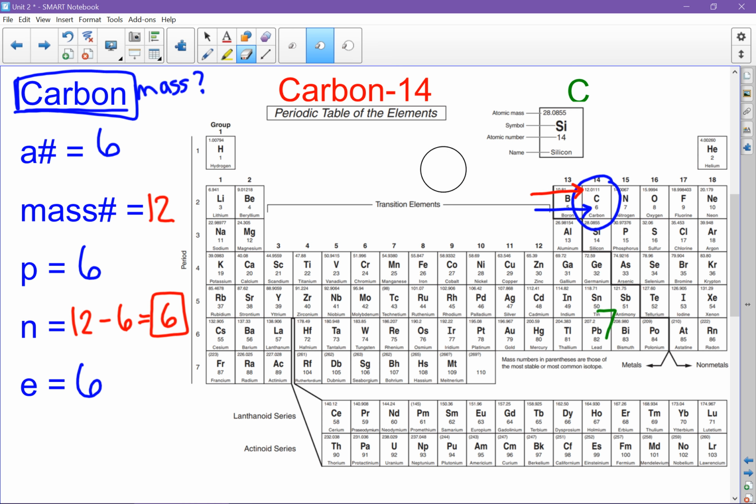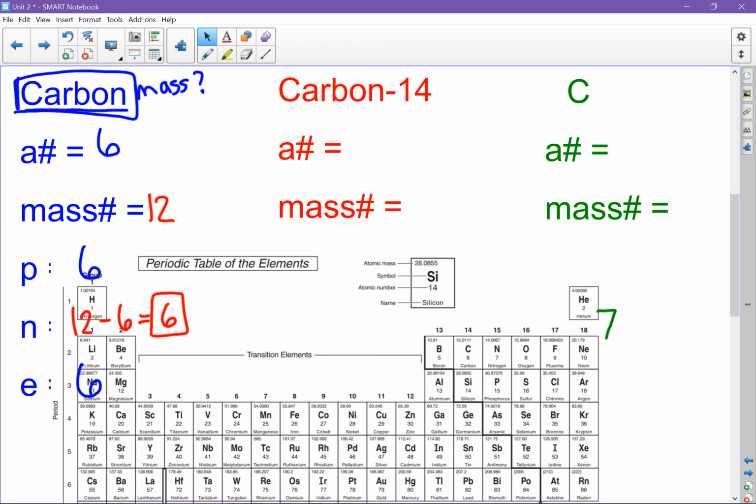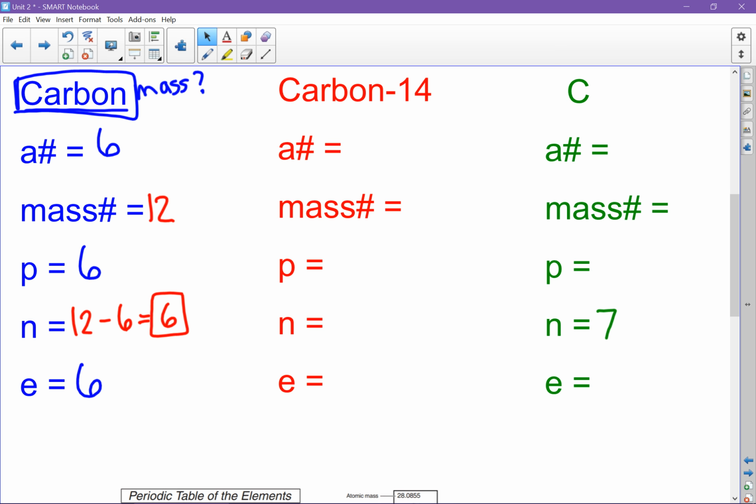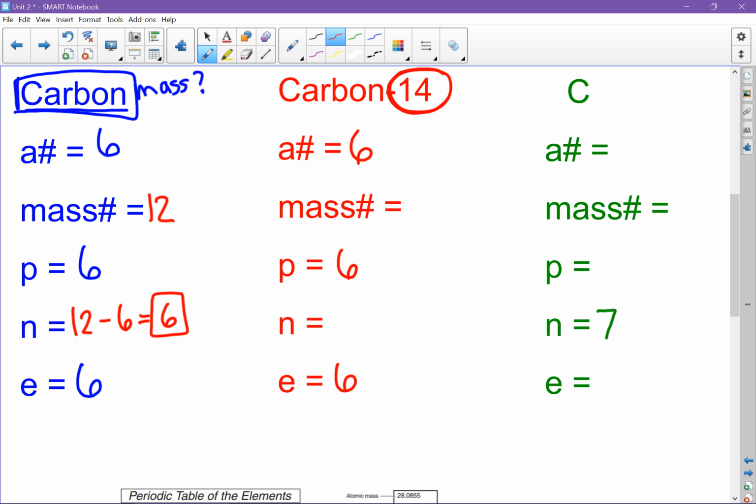But now maybe that carbon eats a whole bunch of cake. Well, really, that carbon is going to add a whole bunch of neutrons. Okay? So because it's carbon, the atomic number has to stay the same, which means the protons and the electrons stay the same. But now notice that this symbol added the 14 right there. If they give you that, that is the mass number.